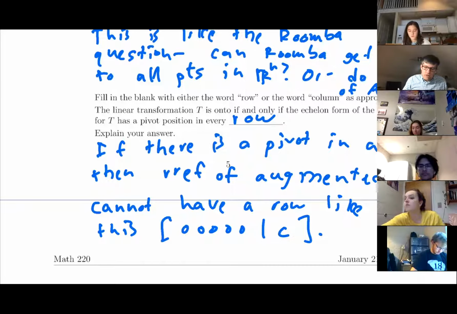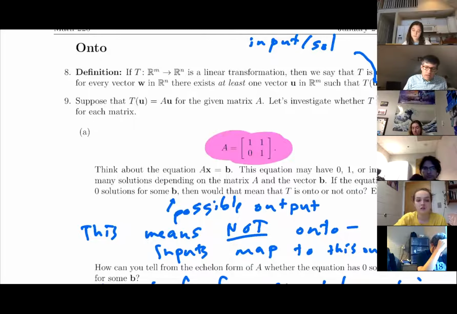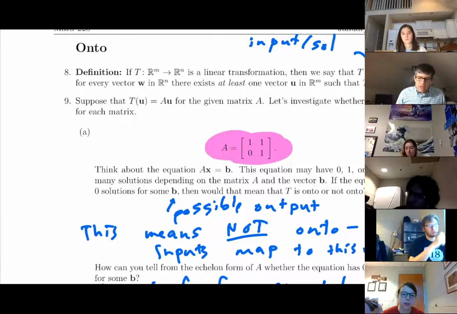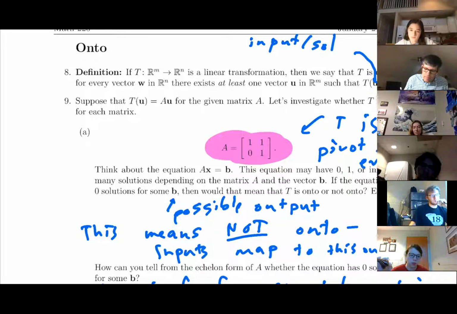All right, so if we go back up here to our matrix A, this one right here, is this matrix going to be onto, and why? Chase says yes. Why, Chase? Because it has a pivot in every row. Good. So T is onto, pivot in every row, which is what I need.